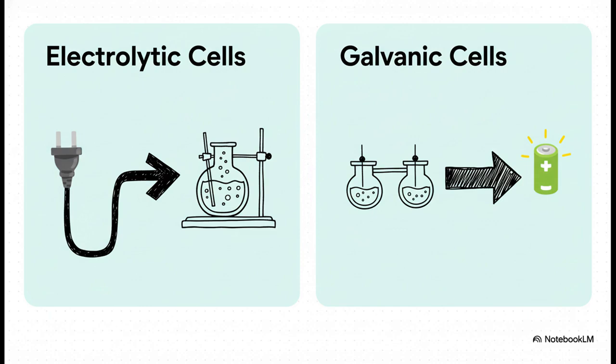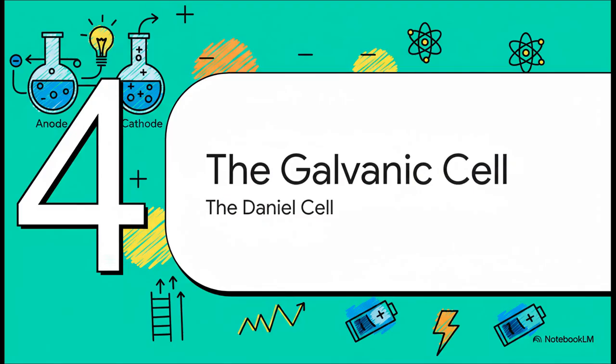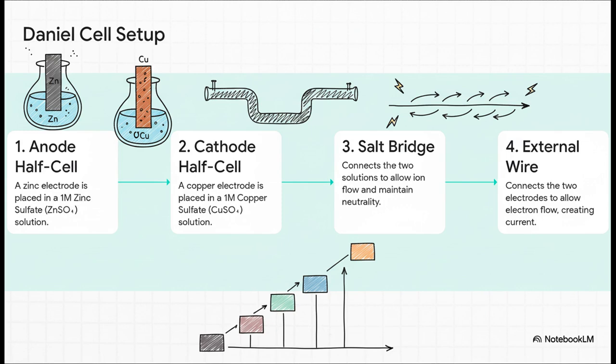Simple as that. So let's zoom in on the cell that makes power. We're going to look at the classic example of a galvanic cell, one you will definitely see on your exams, the Daniell cell. So, let's build it, step by step. Imagine we have two beakers.